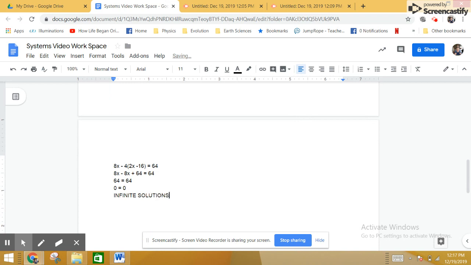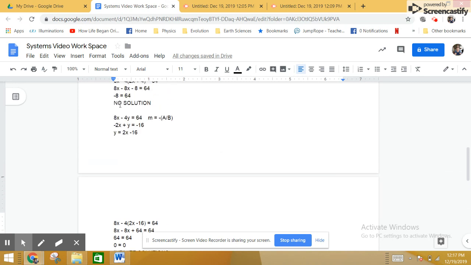I have infinite solutions because it doesn't matter what x and y combos I put in here. As long as they're x and y combos that work for this line, there will be x and y combos that work for this line. There will be an infinite number of x-y combos that work for each line because each line is the same line. We already knew they had the same slope. Let's double check and see other tools we have.